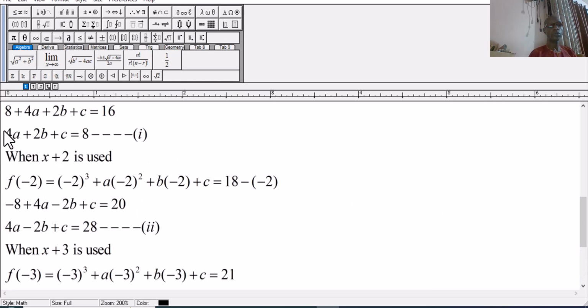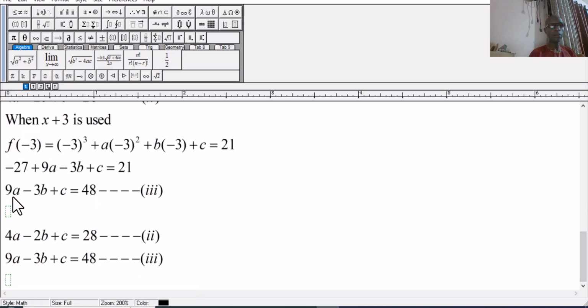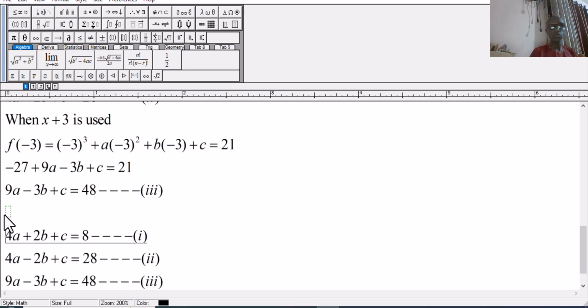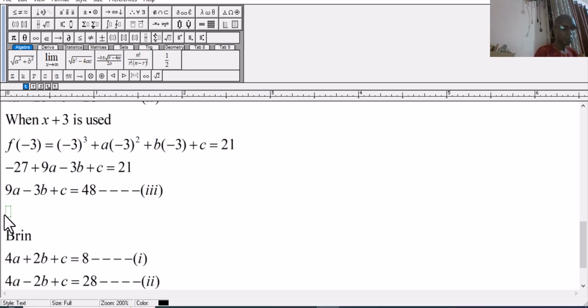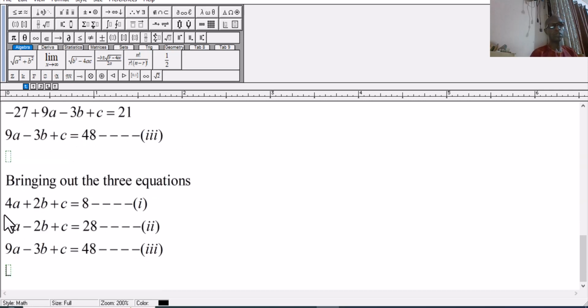Then equation 1, we have this. So we have these three equations. Bringing out the three equations, we can now start solving.